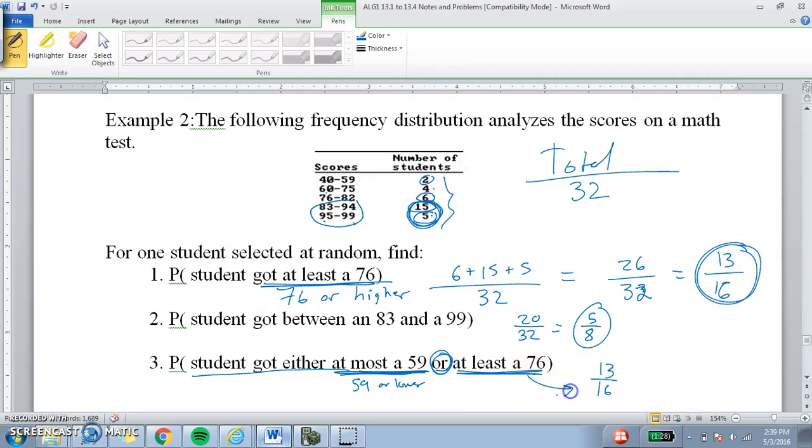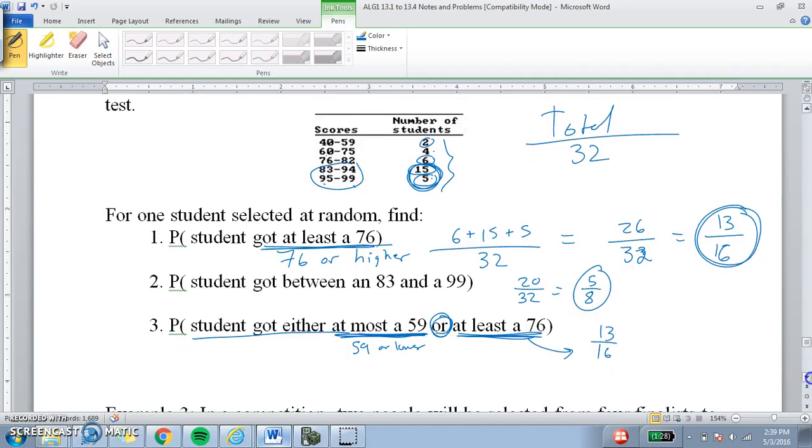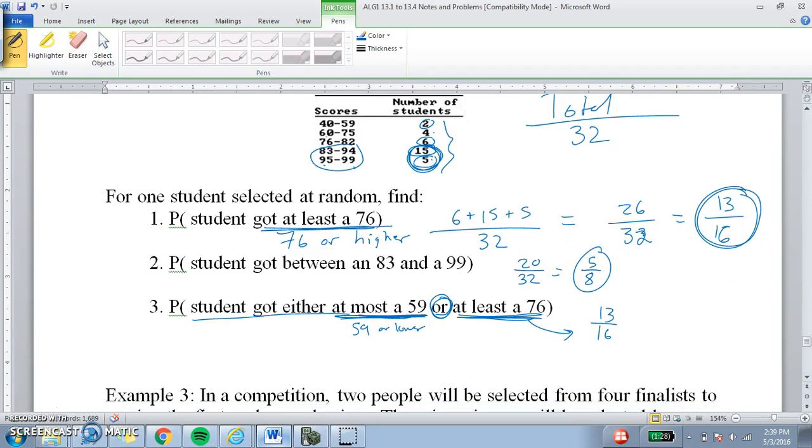Okay, and as we talked about on the last page, an OR statement means that I add the individual probabilities together and subtract any overlap. Well, for this problem, there's not going to be any overlap because there couldn't be a student that fits both these categories. They can't have lower than a 59 and higher than a 76. So just based on the way the problem is written, there's not going to be any overlap.